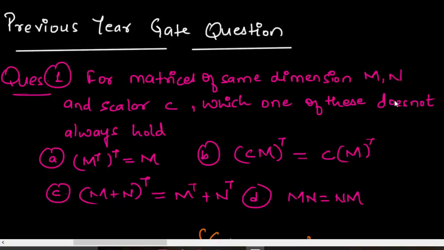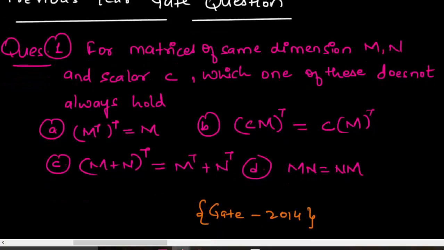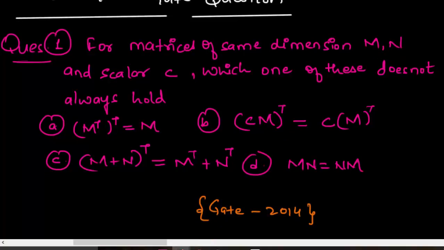Alright, let's get started. So here we have a really basic problem which appeared in GATE 2014. It says that for matrices of same dimension m and n and one scalar matrix C, which one of the following always holds? So just remember, always holds. So let's see, transpose of m transpose is always m. So this property is always true.